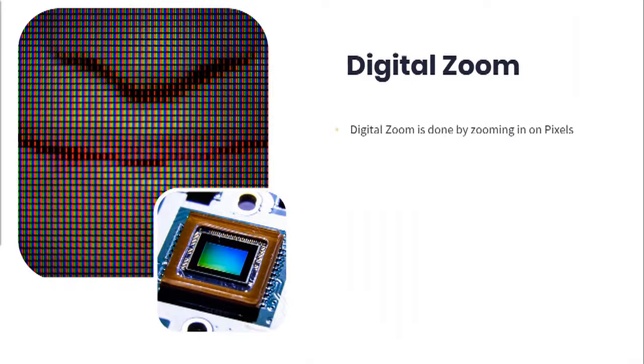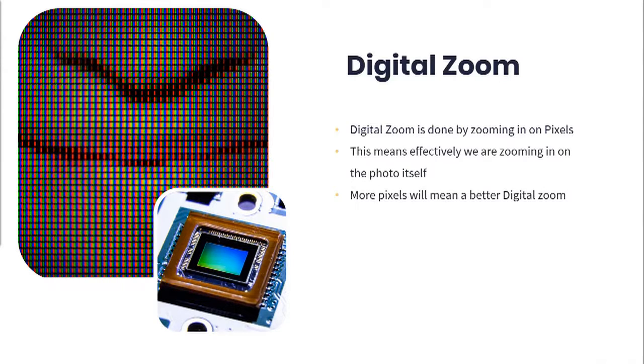That's different from what we call a digital zoom. Digital zoom is where the zoom is done by zooming in on the actual pixels of the image itself. Okay, so this is different from an optical zoom, which is done through the lens. So we're effectively zooming in on the photo or the image itself or the video itself, and more pixels will mean a better digital zoom.